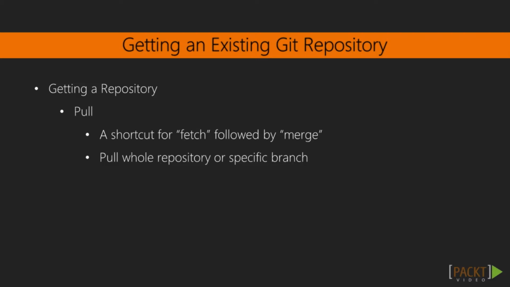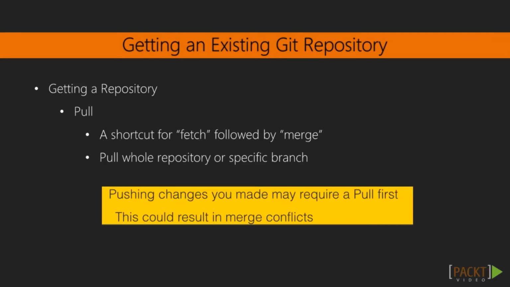With pull, you can specify only a particular branch from the remote repository if you wish. When you wish to push your changes to a branch, but someone else has already pushed before you, you have to pull in their changes first. Normally, Git does a merge commit in that situation.